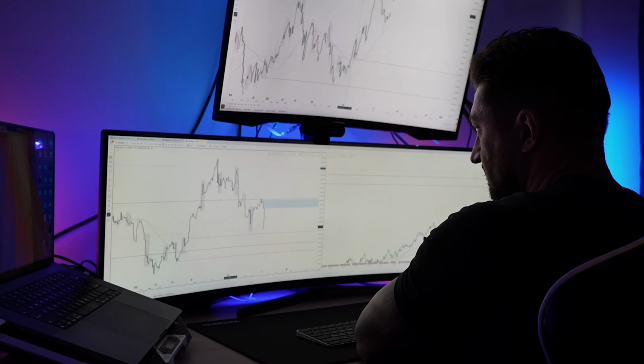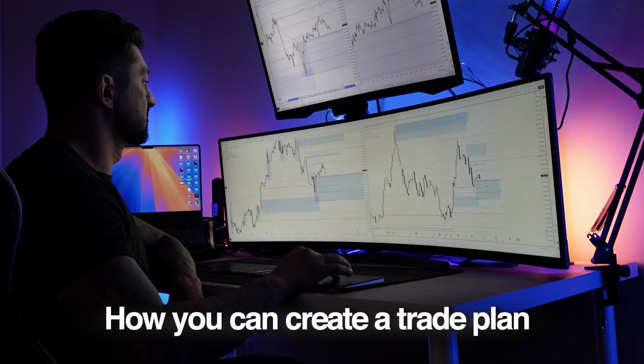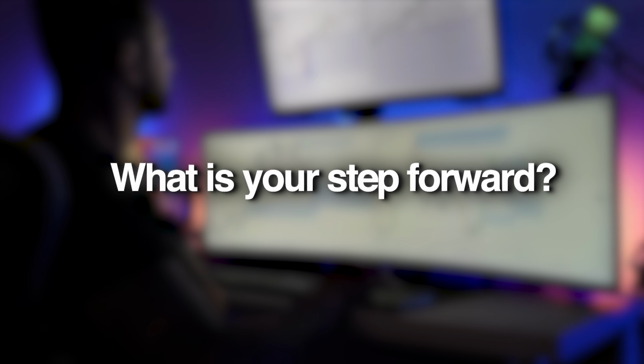So for the next part of the course, we're going to talk about how we apply everything together, how we get into an entry, and what management would look like. We could do a couple of trades I personally took, why I took them, and then we'll probably finish off with how you could create a trade plan and what is your step forward to actually put this into action and get profitable. So I hope you guys really enjoyed this part.